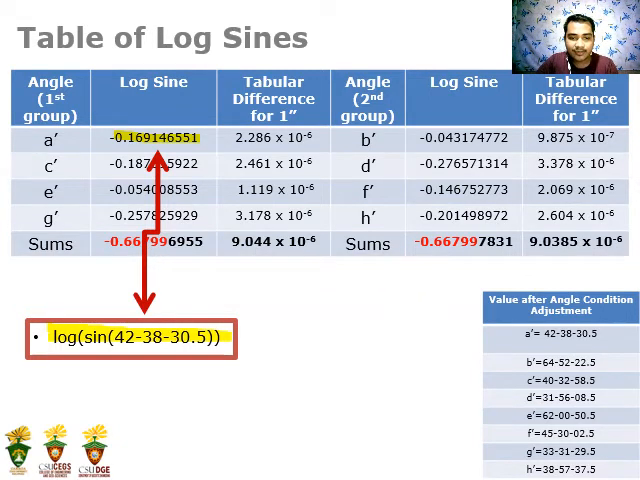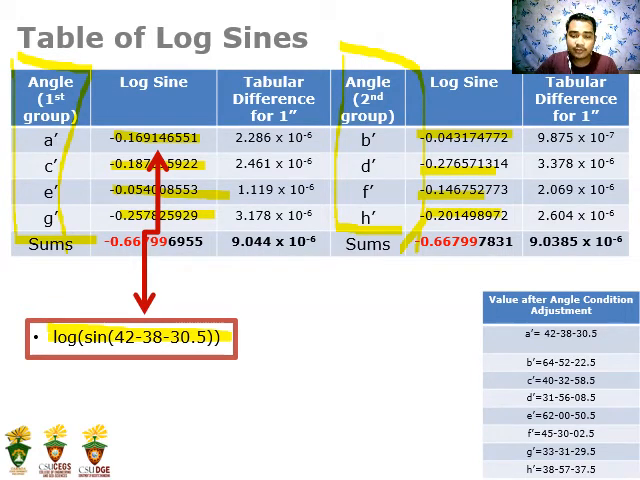And so on and so forth for C, E, G. These are the first group, which we discussed earlier in the previous slide. Then this is the second group. So again, get the log sines of C, E, G, B, D, F, and H.